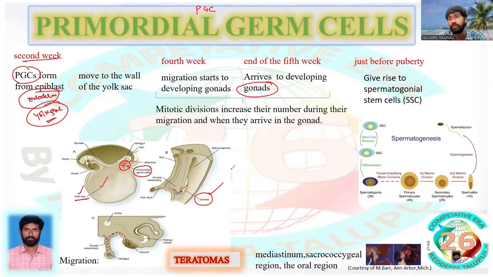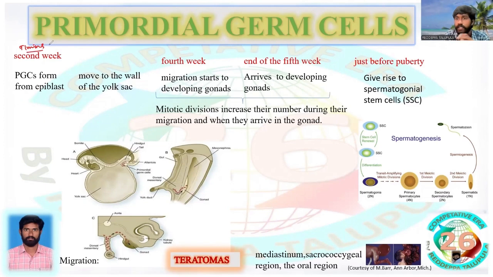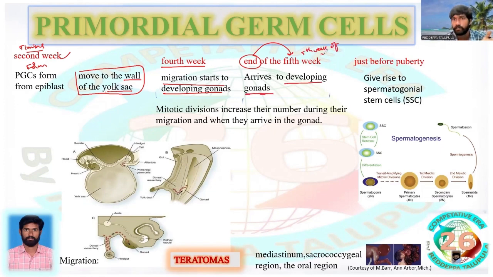First, we will talk about the timing, then I will talk about the migration pathway. If we talk about the timings, when this migration will start and in which week it will be completed: in the second week, formation will be seen and the movement will start from the wall of the yolk sac towards the gonads. In the fourth week, migration to the developing gonads begins, and by the end of the fifth week it arrives at the developing gonads. Keep it in mind, while migrating from the yolk sac to the gonads, mitotic divisions will happen and increase their number.